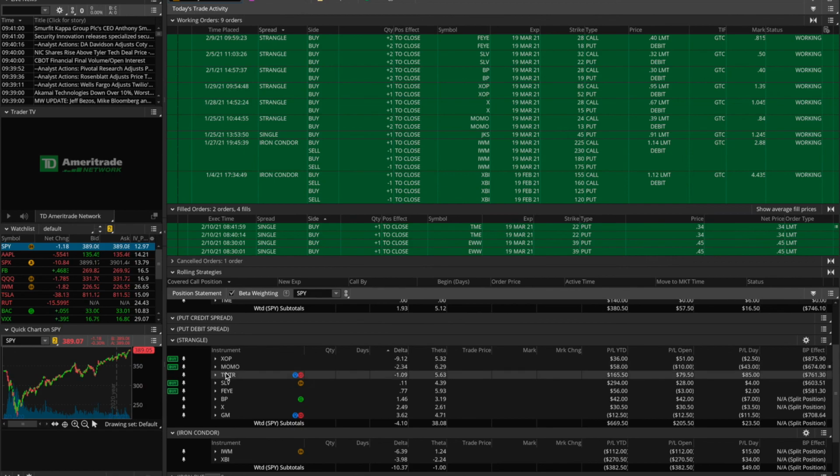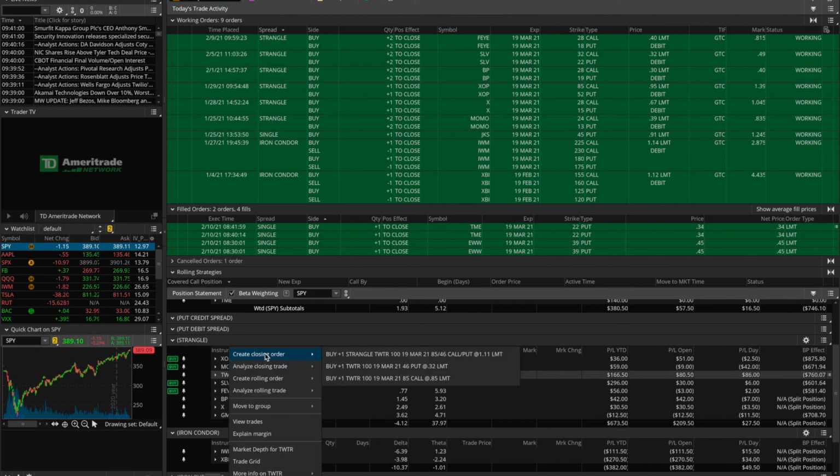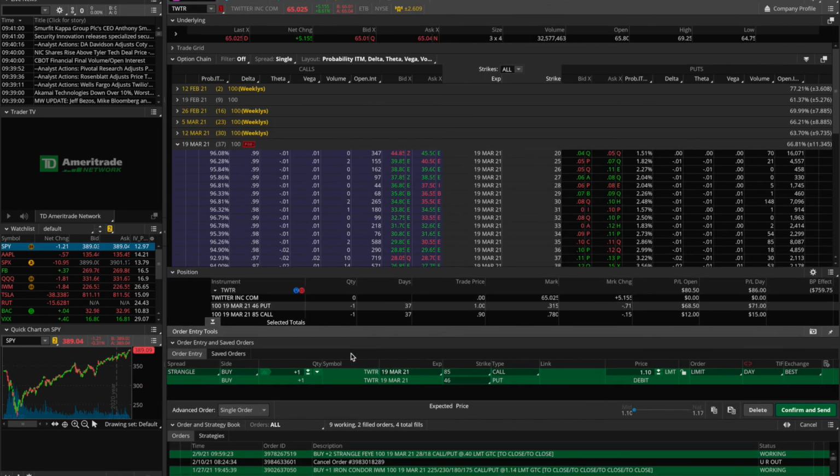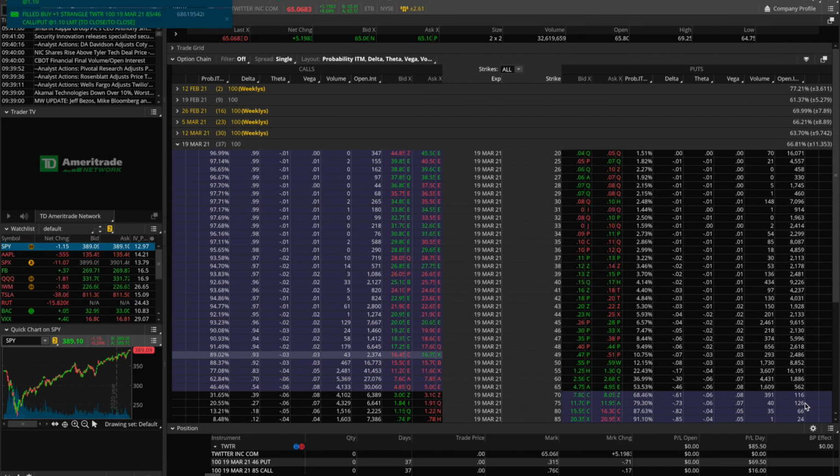So I'll go ahead and do a right click, create closing order. Going to buy this Strangle back. You can see the mid price is right around 110. So let's see if I can get filled right here. Confirm and send. And there we go. It got filled at exactly 110. So I'm officially out of this Strangle on Twitter.